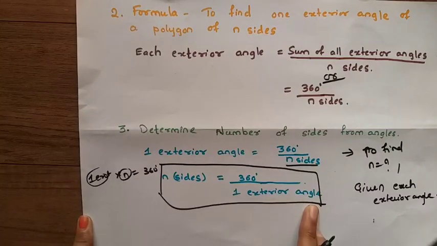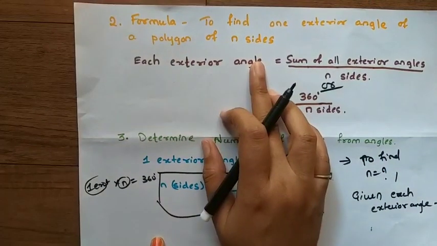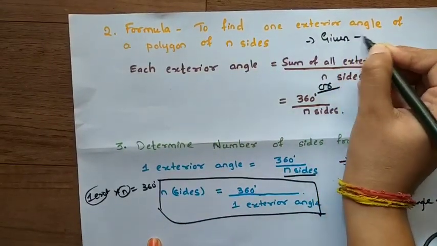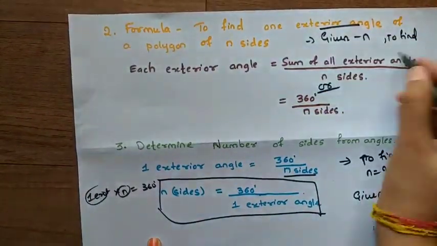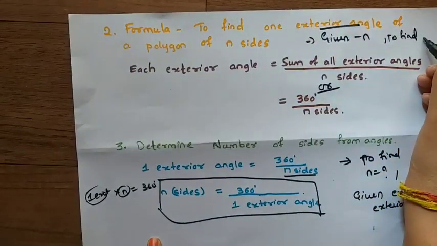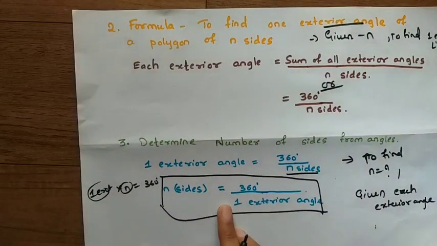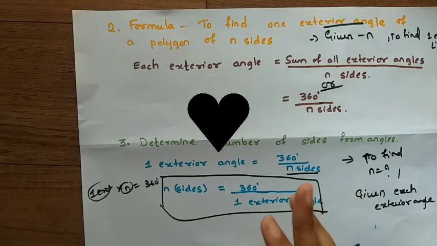It's possible to figure out how many sides a polygon has based on how many degrees are in its exterior angle. For the second formula, the question gives the n value, and we have to find one exterior angle. In the third formula, they give each exterior angle and we have to find the n sides. So we have only three formulas in use.